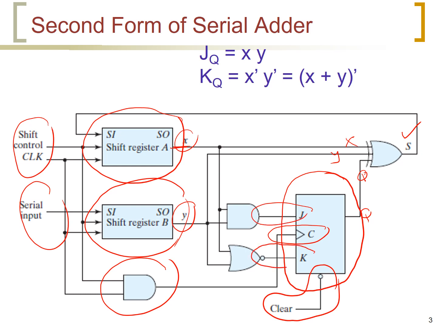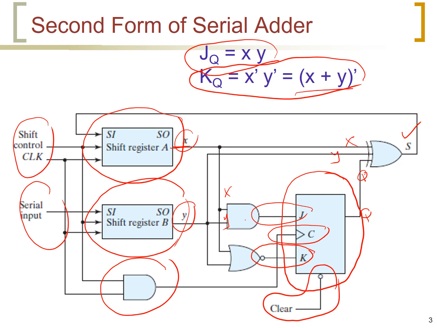J and K are implemented by following these equations up here, where we need one AND gate for J to AND X and Y. This is X and this is Y. And we need one NOR gate for the K, which is X or Y prime. So we have here X and Y, and this is X or Y prime. And that completes the second design for the serial adder.